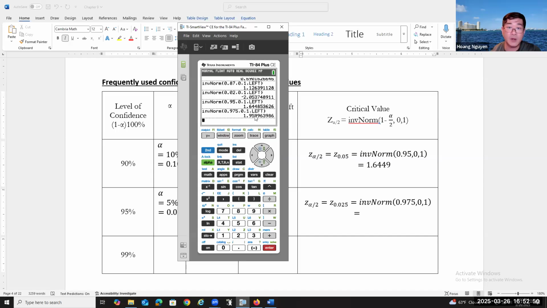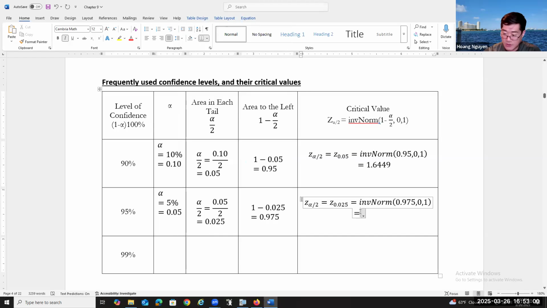1.96. So 1.96 actually, because it's 0.975, so we're gonna round it to 1.96. So 1.9600 if you round it to 4 decimal places, or you just got 1.96 here. Okay, so you got the idea, right? Now we're gonna try one more time with 99%, okay.